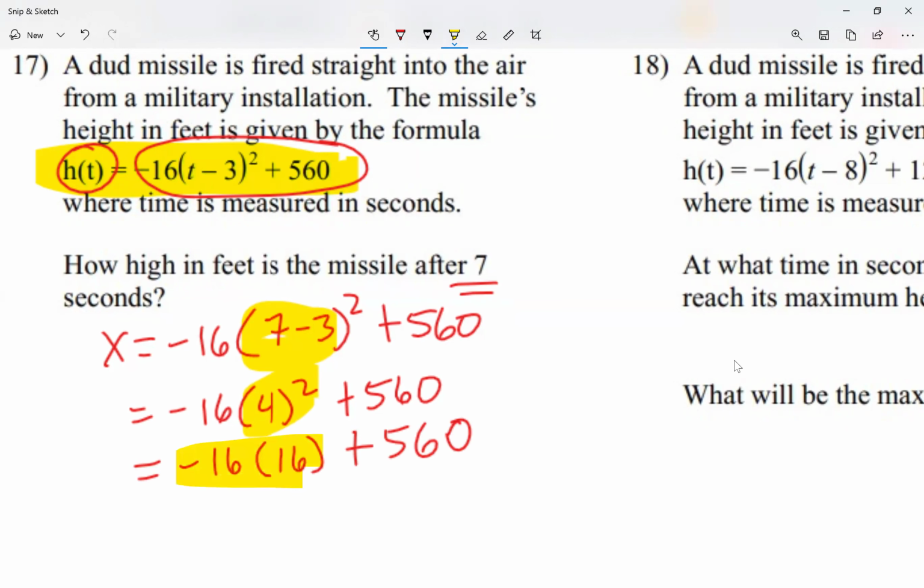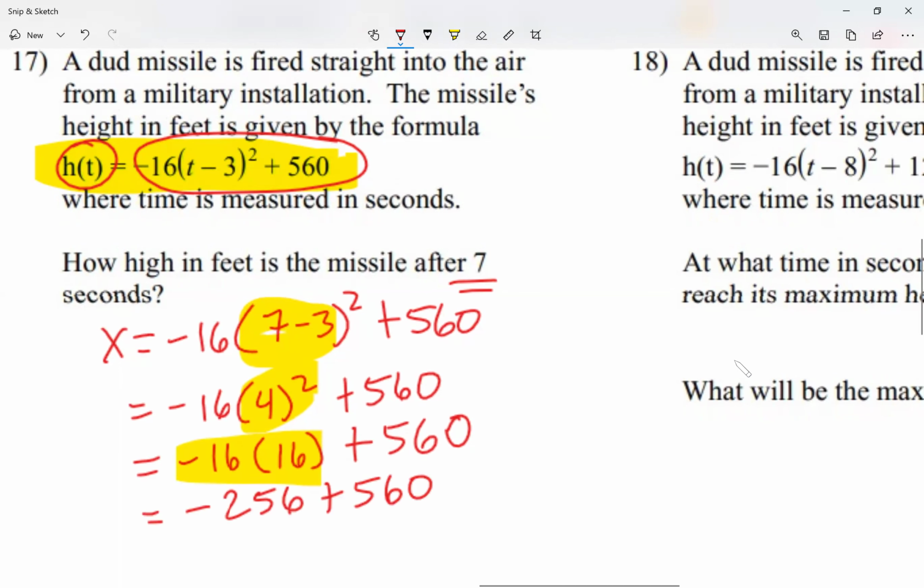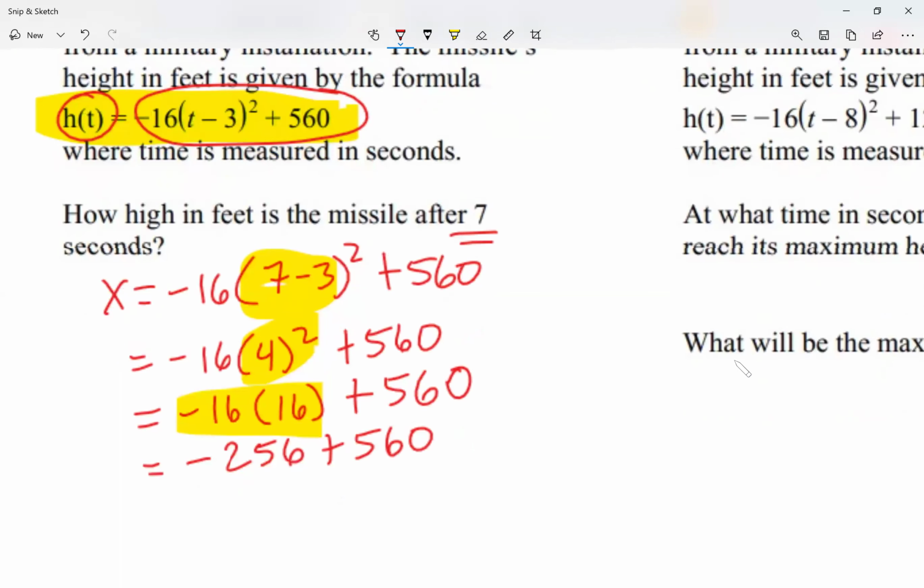I see a multiplication and an addition. I have to multiply first. I'm just going to multiply this out. Negative 16 times positive 16 is negative 256, plus 560. Negative 256 plus 560 is 304.